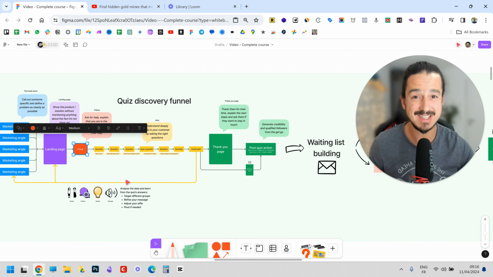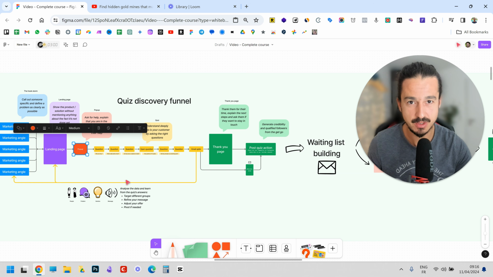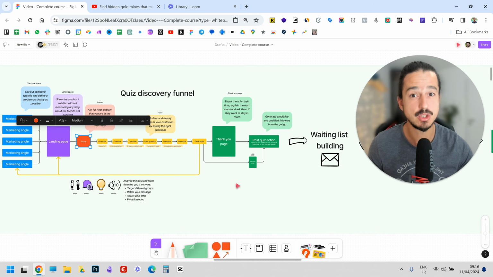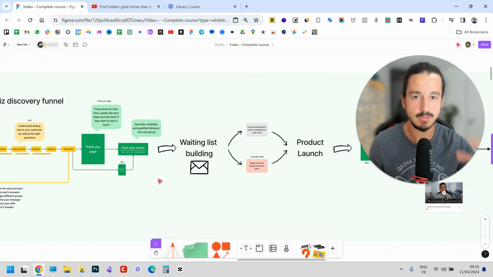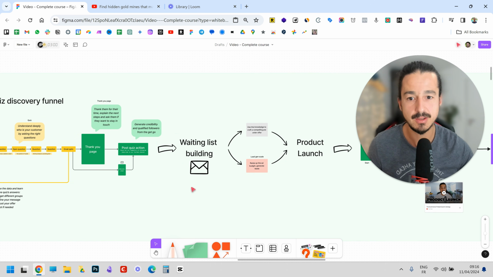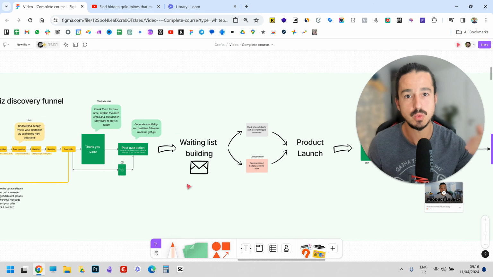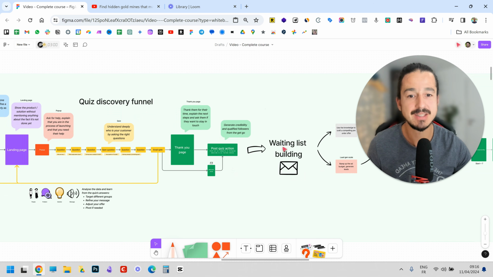If yes, asking them really precise questions to understand exactly their pain, how hard is their pain, what do they expect, did they try something before to solve this pain. Then we will have a thank you page that I'm going to explain later, and that will bring us to the waiting list. We will create this waiting list, but that's not only that.